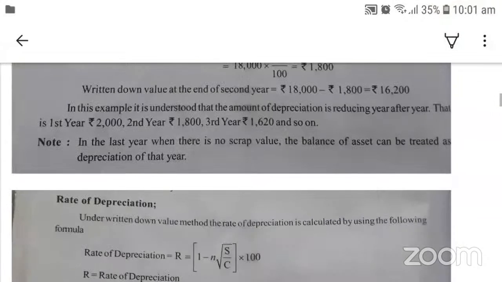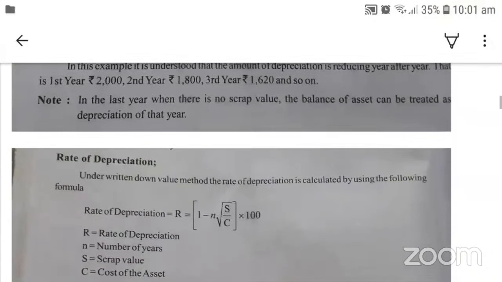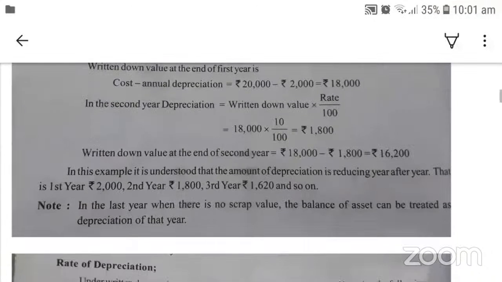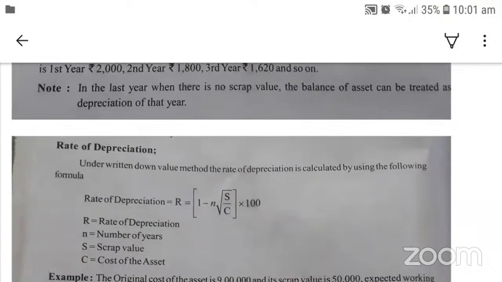Here, the amount of depreciation and the rate of depreciation have both been given. But sometimes they ask us to find out the rate also. For the rate of depreciation under the written down value method, there is one formula. Rate of depreciation is equal to (1 minus the nth root of S by C) into 100.